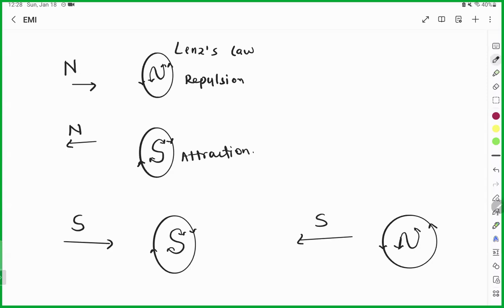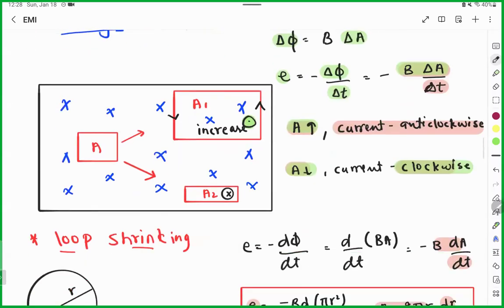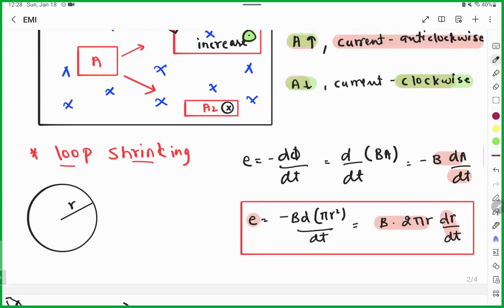Any doubt, guys? Yes or no? No, sir, no doubt. So if the loop is shrinking, like loop size is decreasing, you know the EMF formula is this, and phi is BA. It means it will be minus B delta A by T. In this case, area is equal to pi r square. If you do differentiation of r square, pi is common.